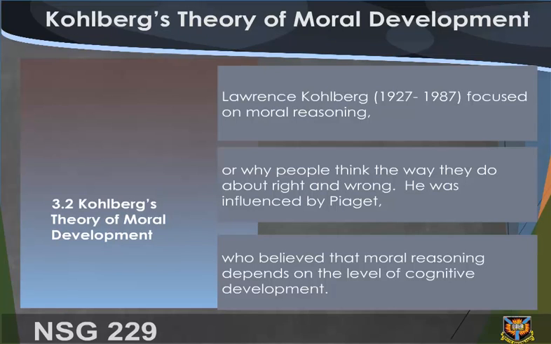Kohlberg's theory of moral development. 3.2 Kohlberg's theory of moral development. Lawrence Kohlberg, 1927 to 1987, focused on moral reasoning, or why people think the way they do about right and wrong. He was influenced by Piaget, who believed that moral reasoning depends on the level of cognitive development.